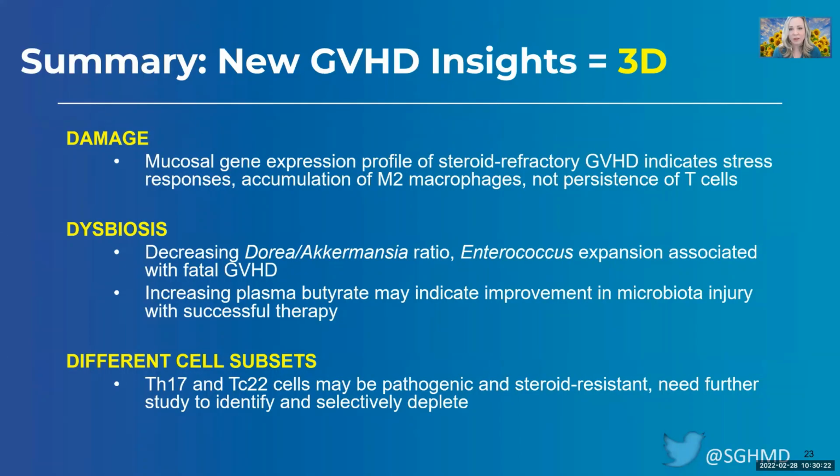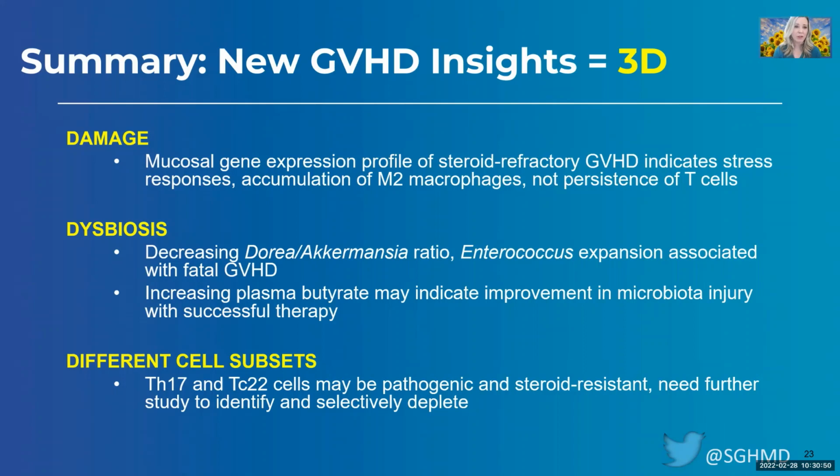So this is an extremely brief whirlwind tour of some recent data looking at the pathophysiology of steroid refractory GVHD. Honestly, we are just starting to disentangle this more because there are not enough studies that are done on human tissues, and mouse models may not fully recapitulate the human experience. But what we can say so far is that there are 3 Ds of steroid refractory acute GVHD.